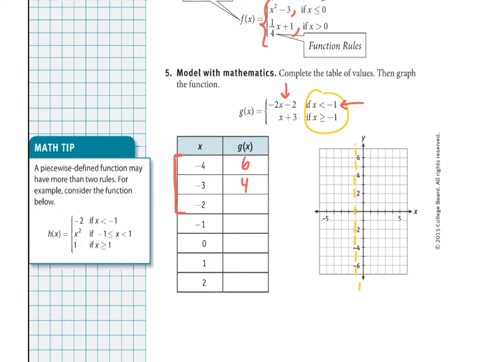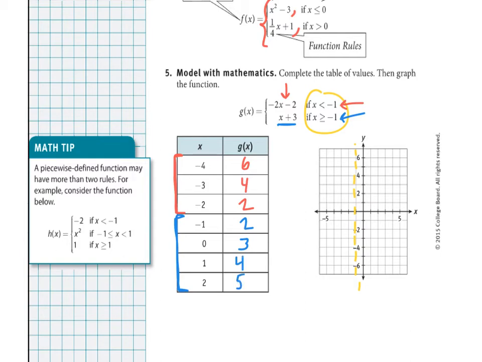If I plug in -2, -2 times -2 is 4, minus 2 gets me 2. Okay, now for the other points though, for these values, those x values are all greater than or equal to -1, so I need to be using the rule of x plus 3. If I plug in the -1 plus 3, we get 2. If I plug in the 0 plus 3, we get 3. The 1 plus 3, and the 2 plus 3.